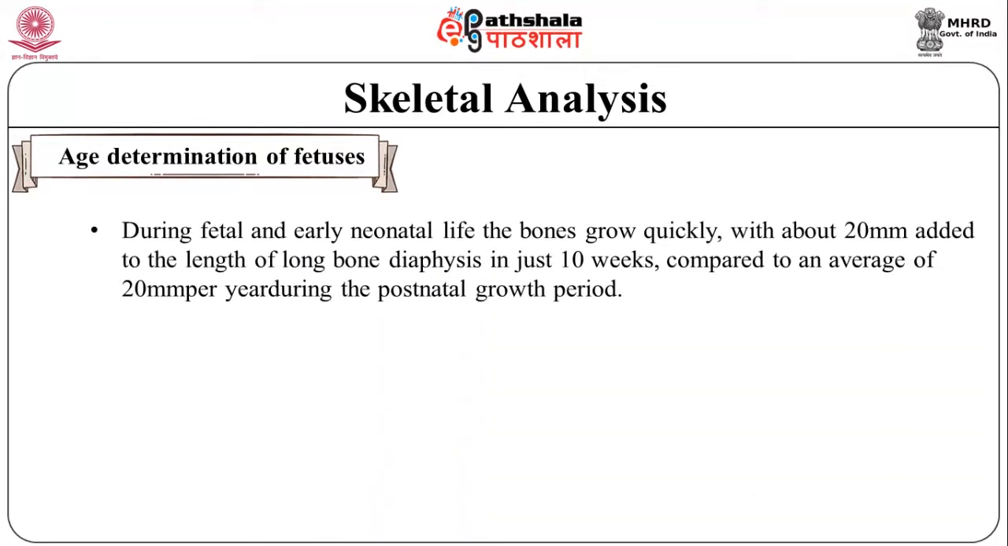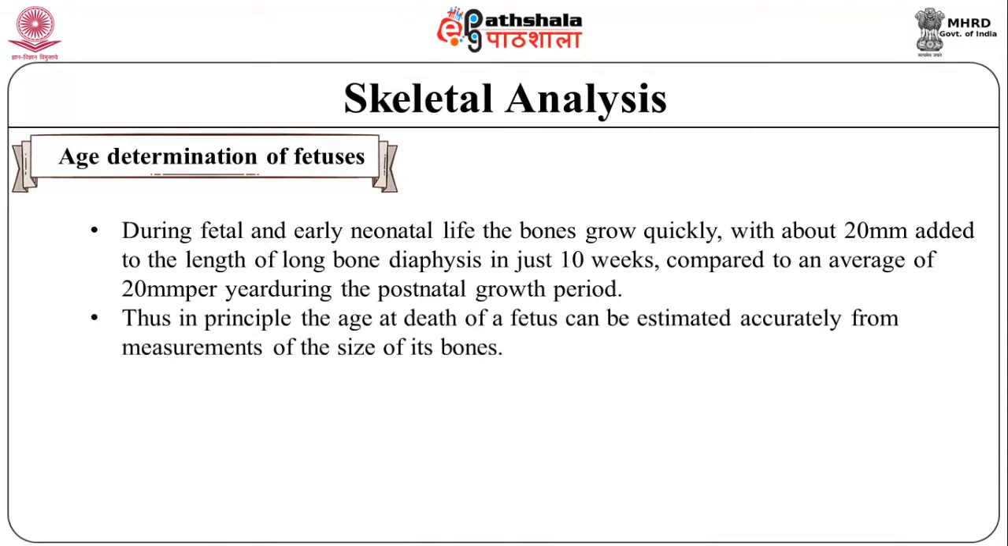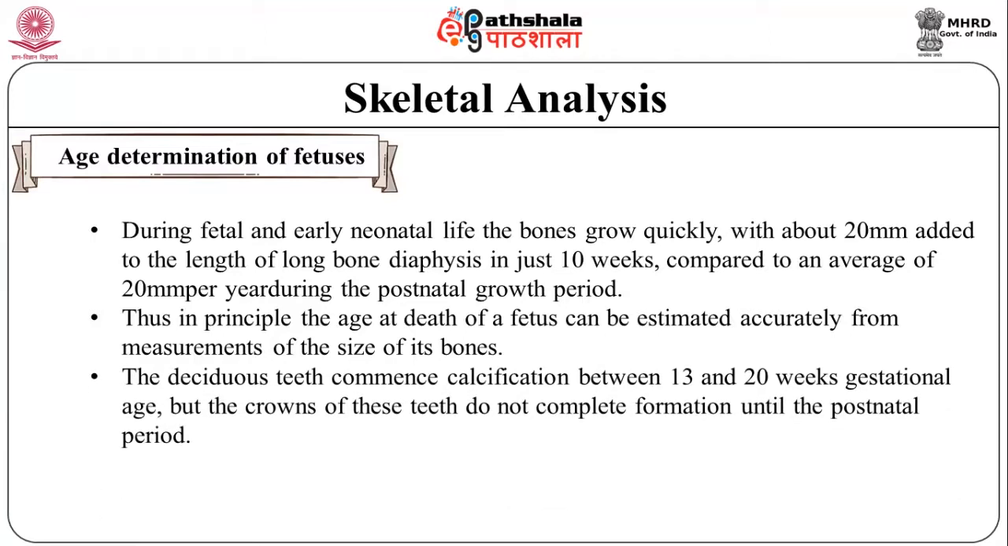During fetal and early neonatal life, the bones grow quickly, with about 20 mm added to the length of the long bone diaphysis in just 10 weeks, compared to an average of 20 mm per year during the postnatal growth period. Thus, in principle, the age at death of a fetus can be estimated accurately from the measurement of the size of its bone. The deciduous teeth commence calcification between 13 and 20 weeks gestational age, but the crowns of these teeth do not complete formation until the postnatal period.